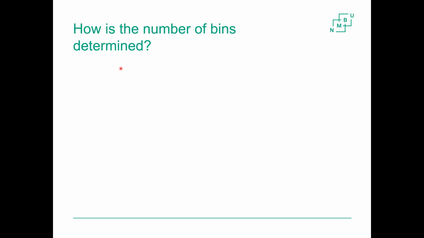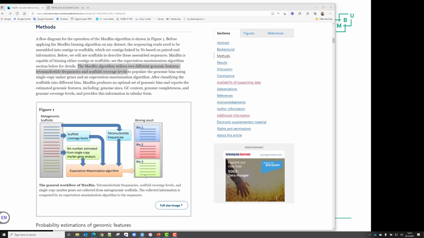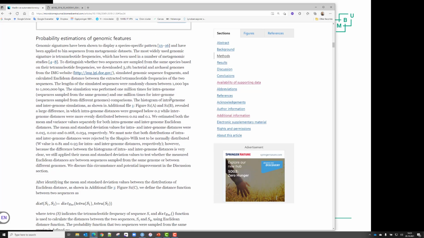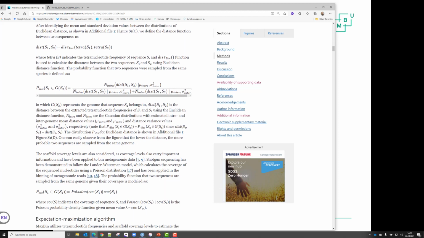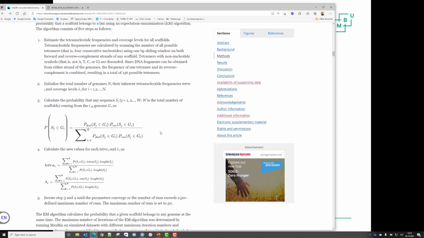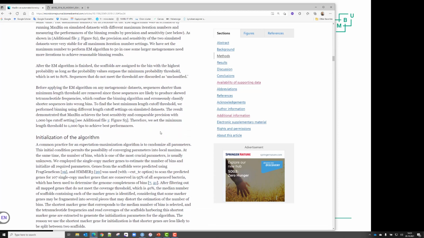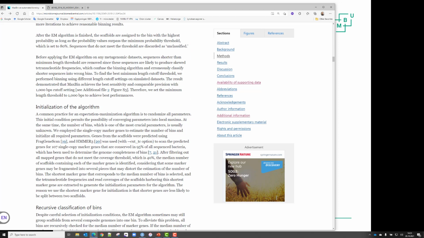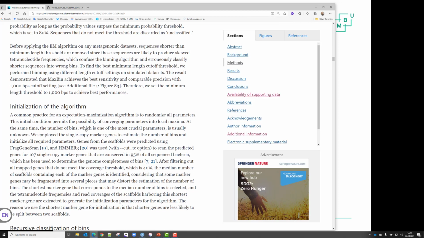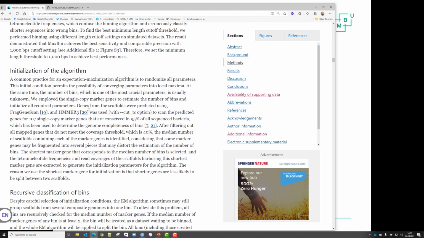Okay, so how is the number of bins actually determined in this method? Let's go back to the paper here. And actually, I think if you scroll down past this part here and into this section here about initializing the algorithm, right? I think this is where it's described. A little bit hidden away, I would say.